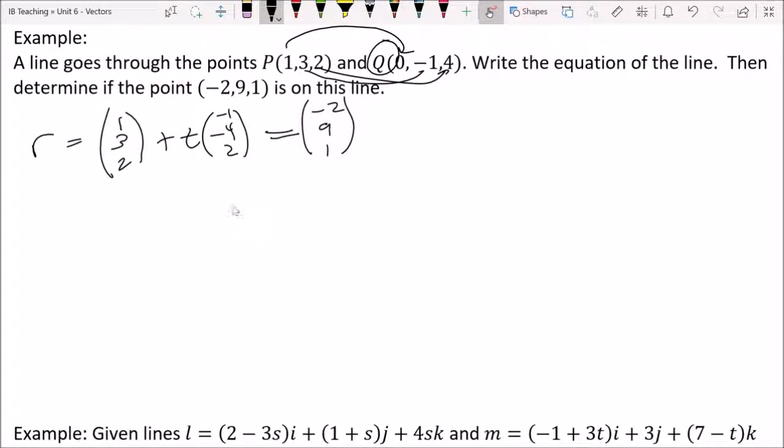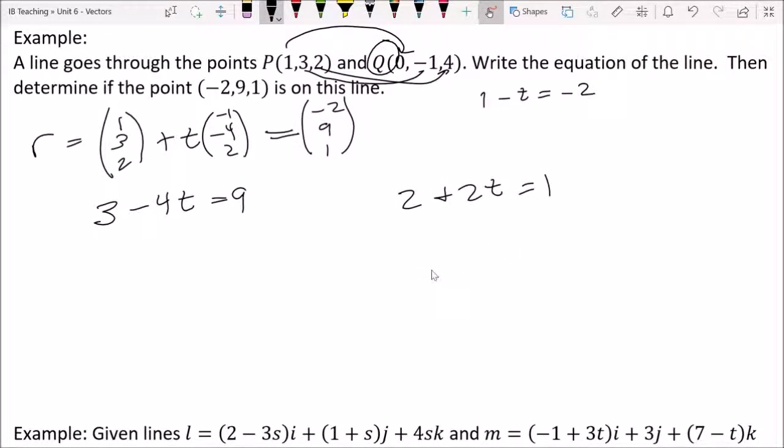Now, what I'd like you to think of this as, not as one equation, because that's going to be overwhelming. I want you to think of it as 3. I'm going to write out the first one. How about this? 1 minus t equals negative 2. How did I do that? 1 plus negative t, that's 1 minus t, equals negative 2. There it is. Let's write another one. 3 minus 4t equals 9. 3 plus negative 4t, that's why it's minus 4t, equals 9. And the bottom one, 2 plus 2t equals 1.